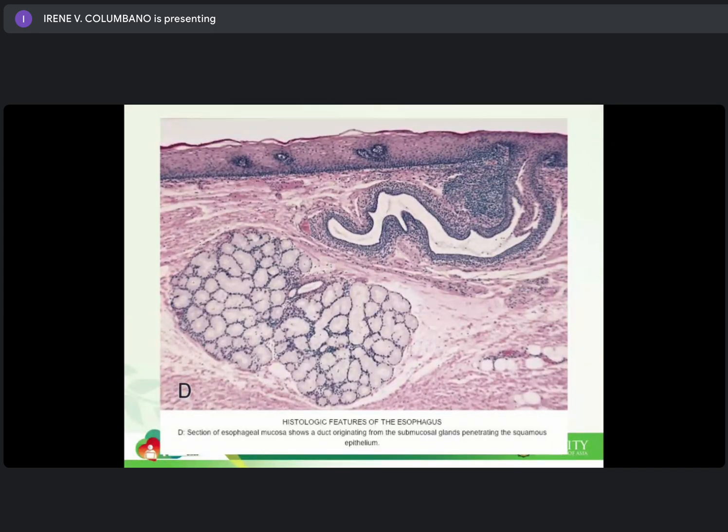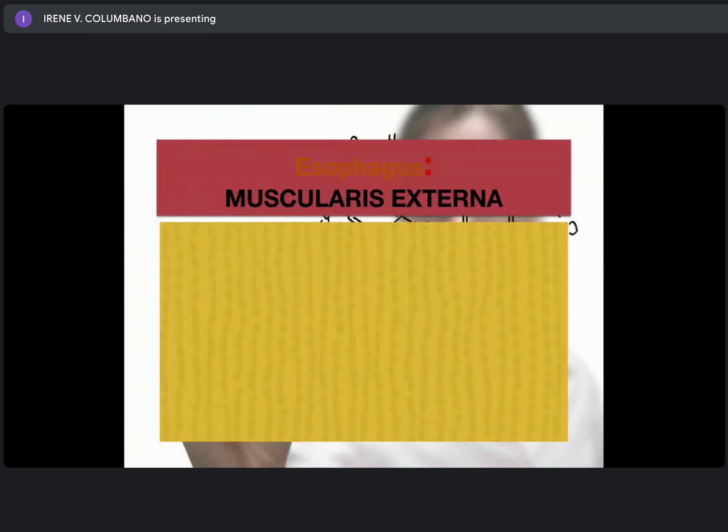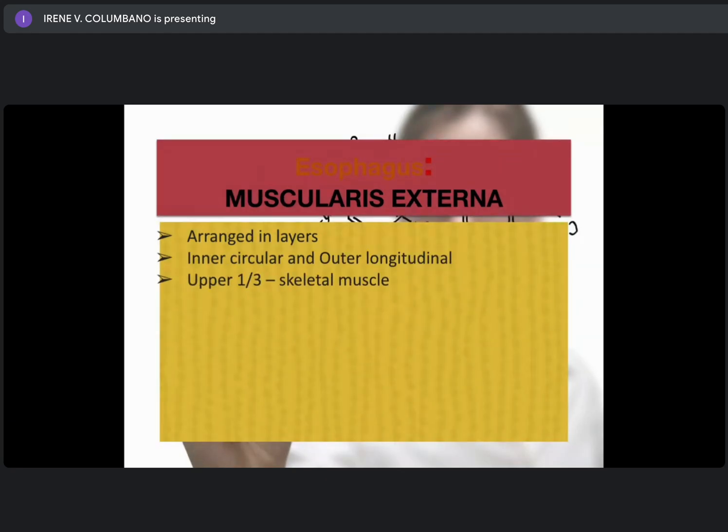So, this is a slide showing the histologic features of the esophagus, no? So, titingnan natin yung kanyang lining epithelium. Okay, so ito siya. Look at the glands, secreting mucus for lubrication. Last is the muscularis externa, the muscle area, no? So they are arranged in layers with inner circular and outer longitudinal.